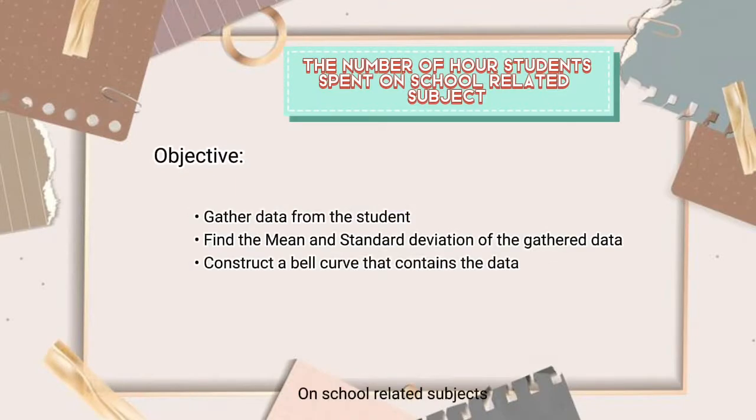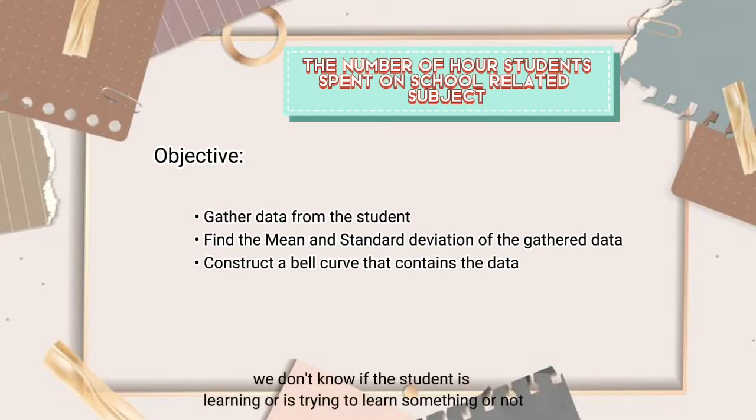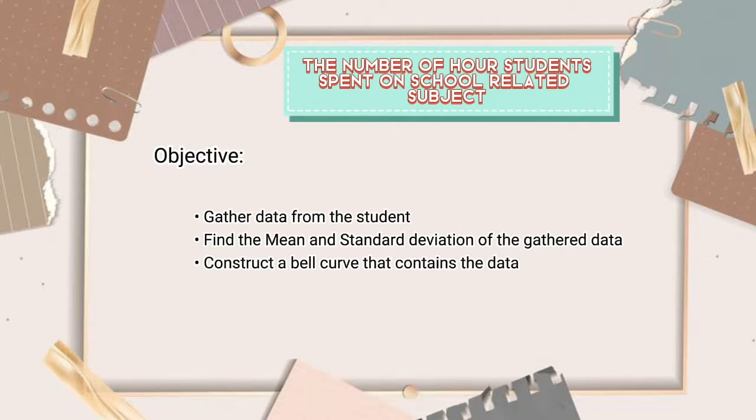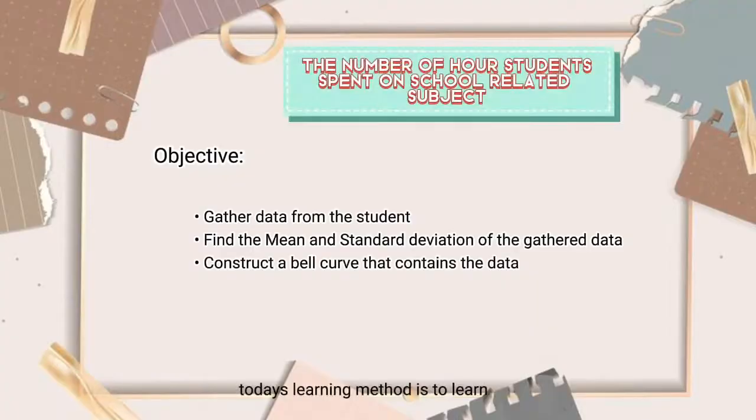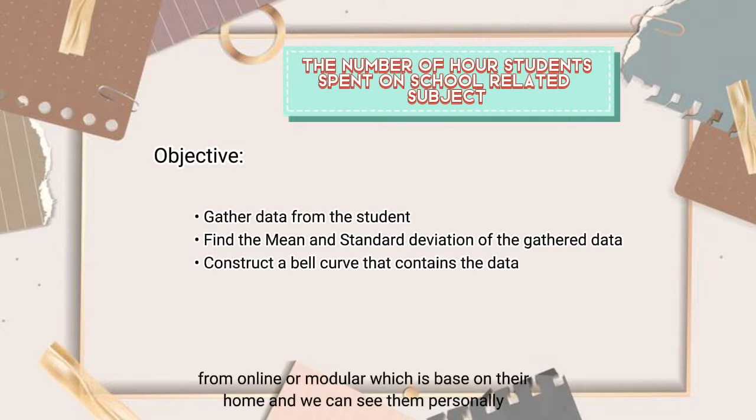Our group came up with an idea about the number of hours students spend on school-related subjects. The reason we chose this topic is that, as of today, we don't know if the students are trying to learn something or not, because we cannot see them. Today's learning method is online or modular, which is based at their home.